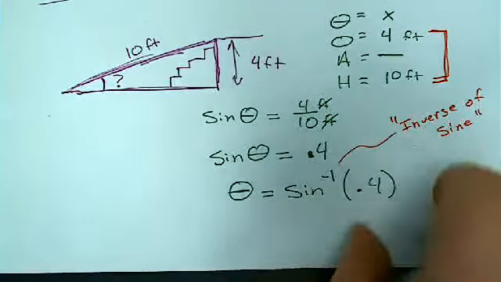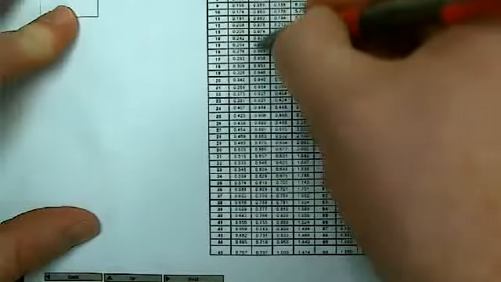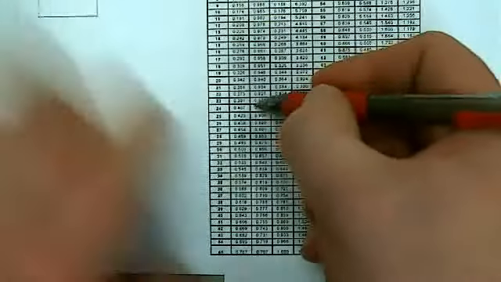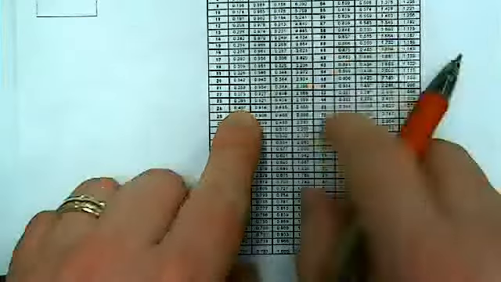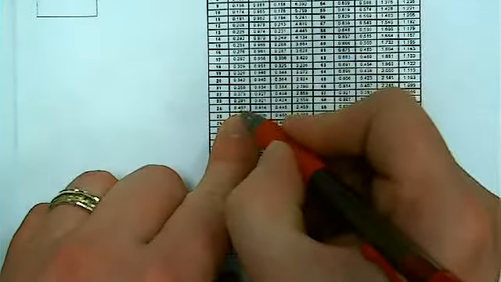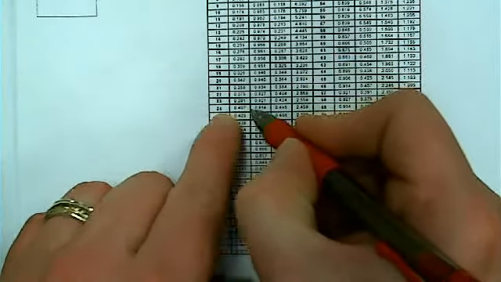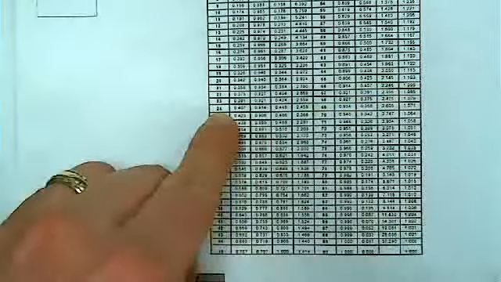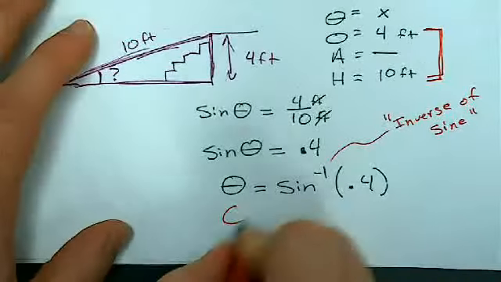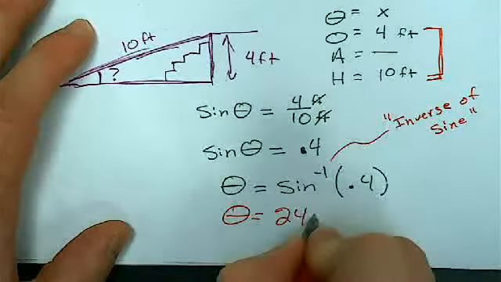So when I go to my trig table, I'll cover it for just a second, I'm going to look down the sine column until I find 0.4. And it looks right there, this is kind of hard to read, 0.407, which is 24 degrees. So my angle must be about 24 degrees.